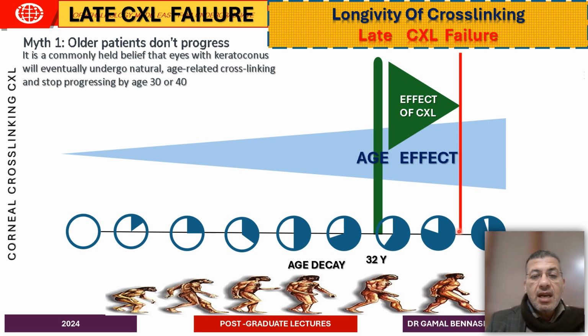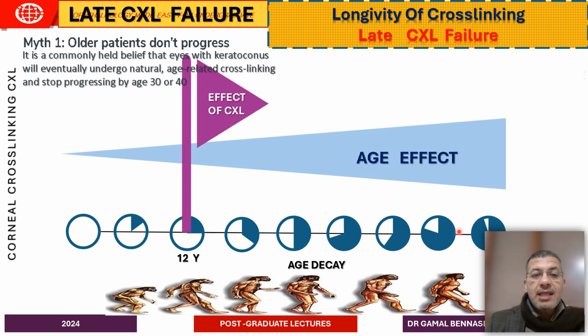This can be verified by serial follow-up. Now, the problem is if you cross-link a patient at a younger age, for example at the age of 12 years, and we say that the effect will stay at best for 5 years in children, then by the age of 17 or 18 years the effect of the cross-linking will fade away, and at that time you will notice a progression of the ectasia and steepening of the cornea, so you have to plan for another cross-linking.